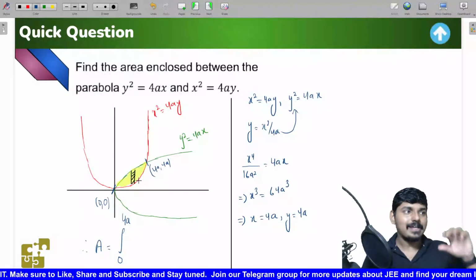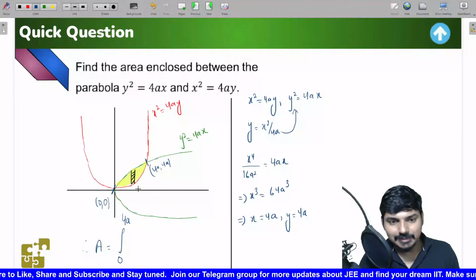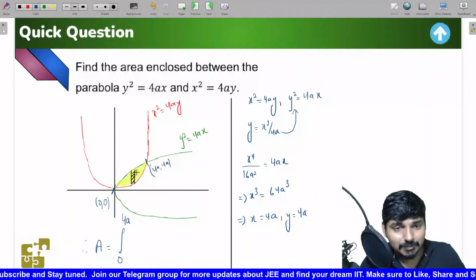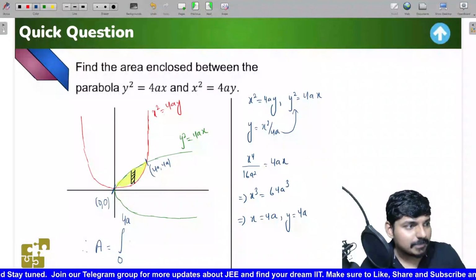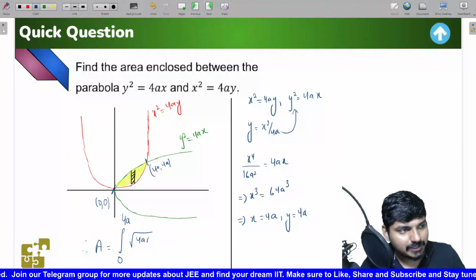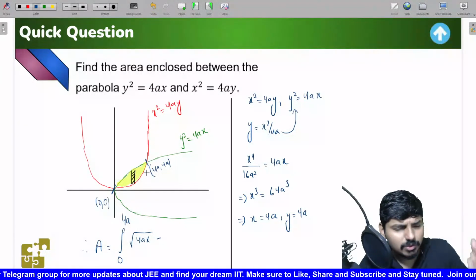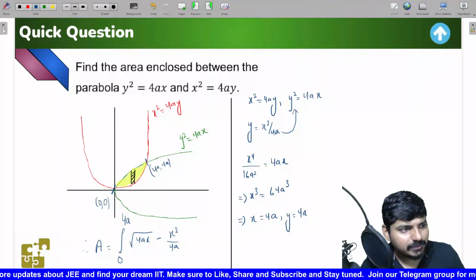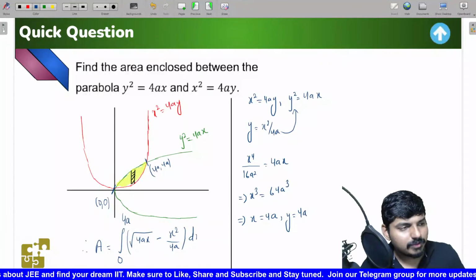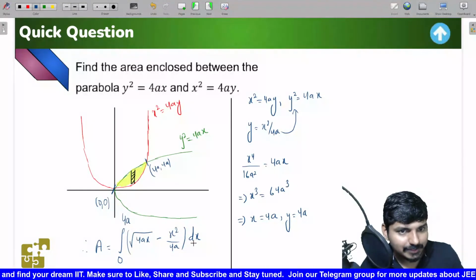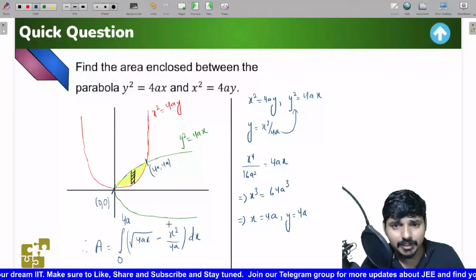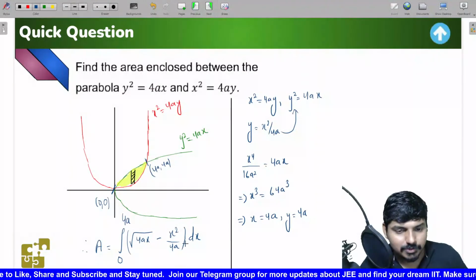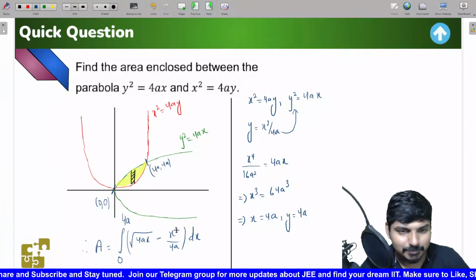And you see in this particular region, which one is the upper curve? The green one. If you write that in terms of x, it is going to be under root of 4ax, minus, and which one is the lower one? The red curve, and that is simply going to be x square by 4a, into dx. So this is the equation through which you can figure out what the area is going to be. All you have to do is solve this integral, a very simple integral.